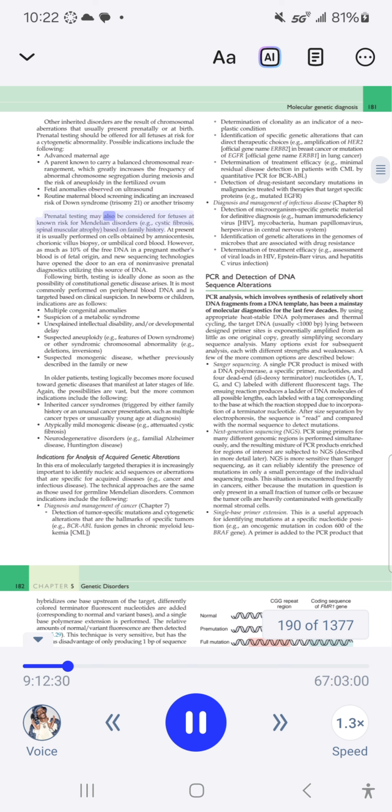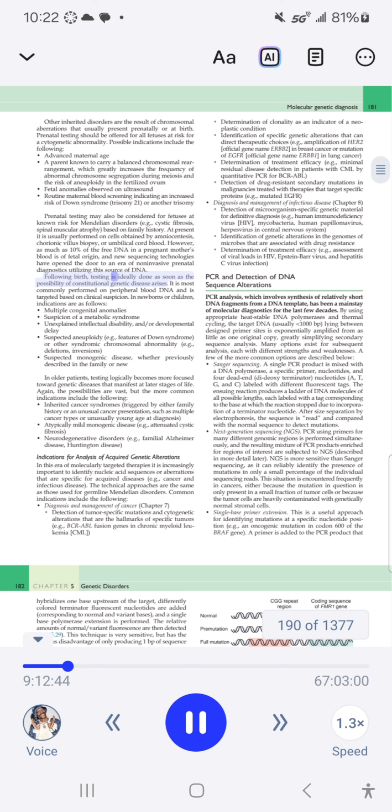Prenatal testing may also be considered for fetuses at known risk for Mendelian disorders, e.g., cystic fibrosis, spinal muscular atrophy, based on family history. At present, it is usually performed on cells obtained by amniocentesis, chorionic villus biopsy, or umbilical cord blood. However, as much as 10% of the free DNA in a pregnant mother's blood is of fetal origin, and new sequencing technologies have opened the door to an era of non-invasive prenatal diagnostics utilizing this source of DNA.